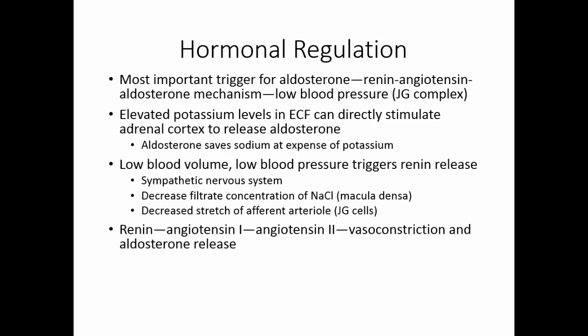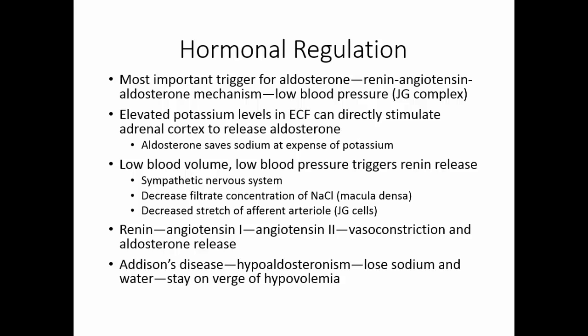Angiotensin 1 will be converted to angiotensin 2, and angiotensin 2 is a potent vasoconstrictor, but it also stimulates the release of aldosterone from the adrenal gland. In Addison's disease, which is hypoaldosteronism, these individuals lose sodium and water. They stay on the verge of hypovolemia. They have a very hard time keeping their blood pressure up.